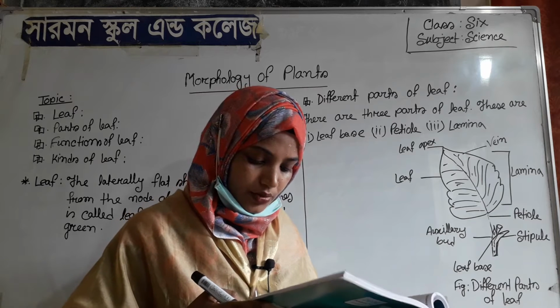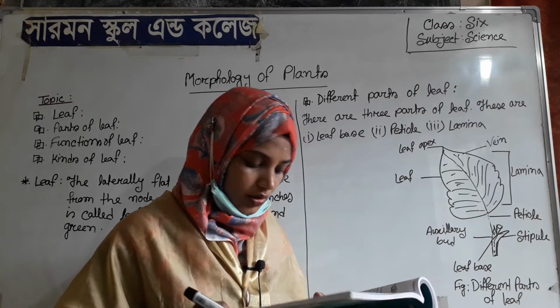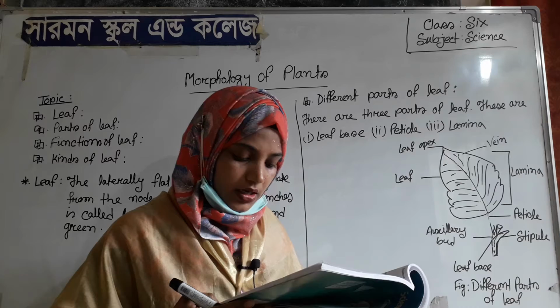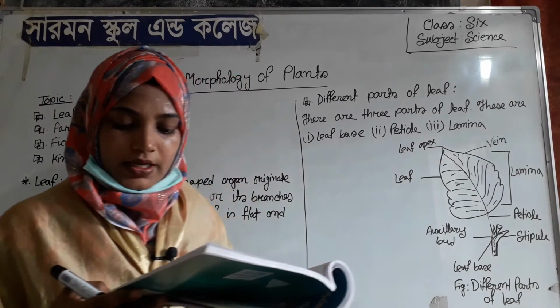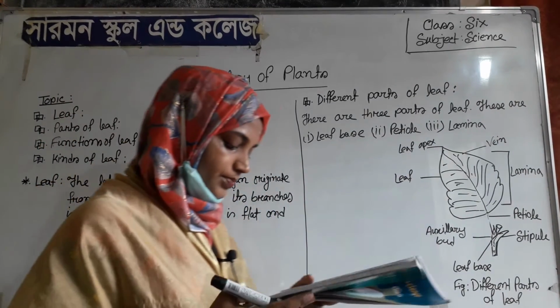Transpiration is another important function of leaf. Plants absorb excess water. Leaves help the release of excess water in the form of vapor.